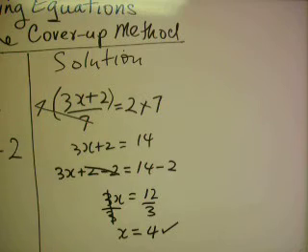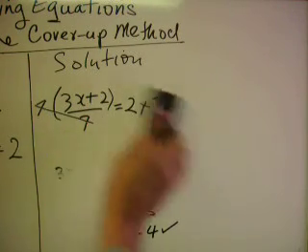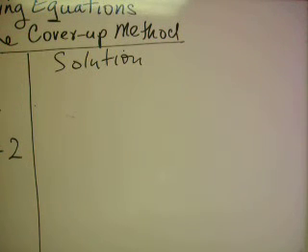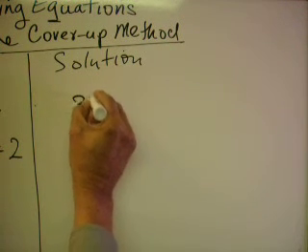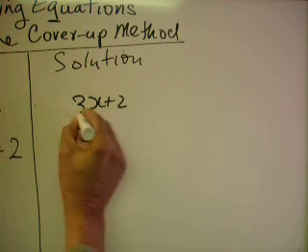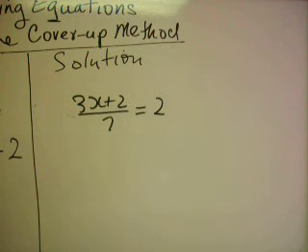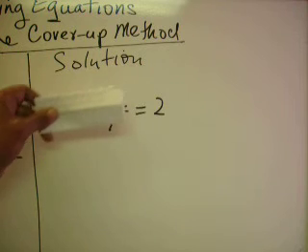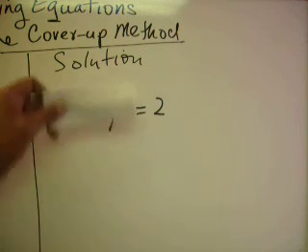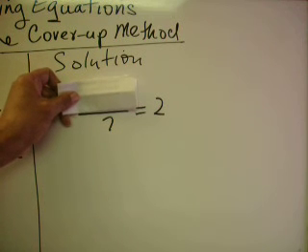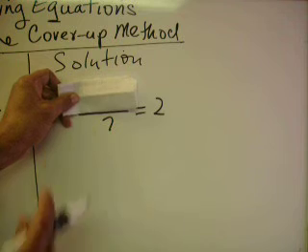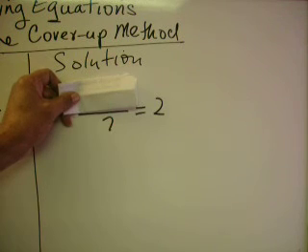Now, let's proceed to demonstrate the cover-up process. Let's rewrite the equation again. You will agree that if we're using the cover-up method, we have to cover up something. So let's cover up the expression that's on top. We have some number, or the representative of a number, divided by 7 is equal to 2.